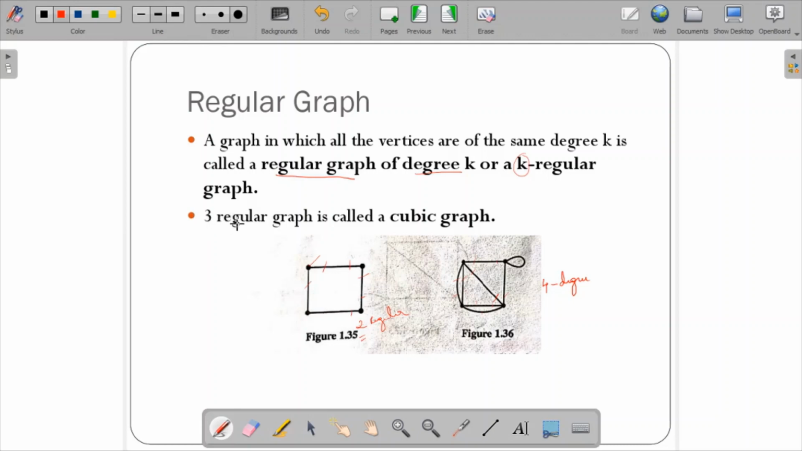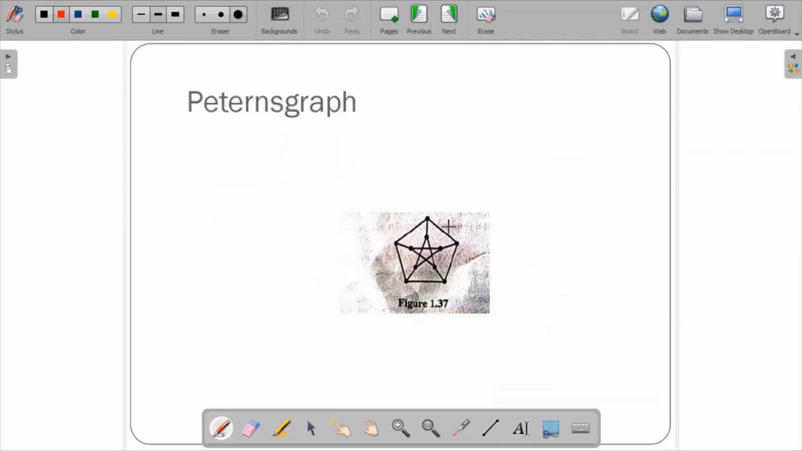In case you have 3 edges, I mean 3 degrees, then it is called a cubic graph. That example is this example, Petersen's graph. This is an example of a cubic graph. If you see over here, each vertex has 3 edges. Everywhere it has 3 edges, so it is called a cubic graph.